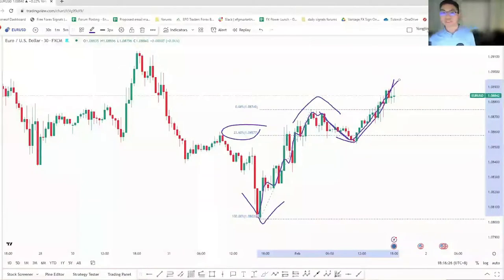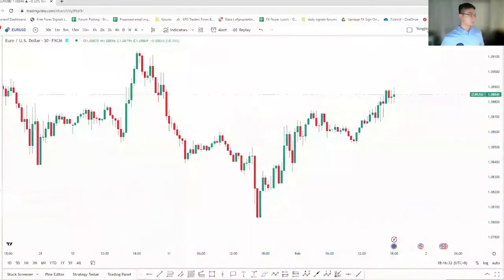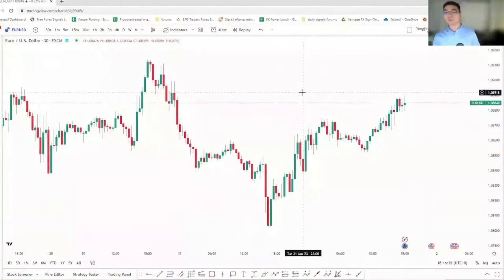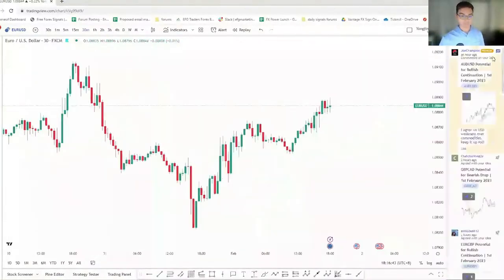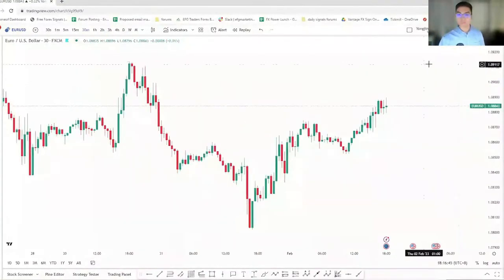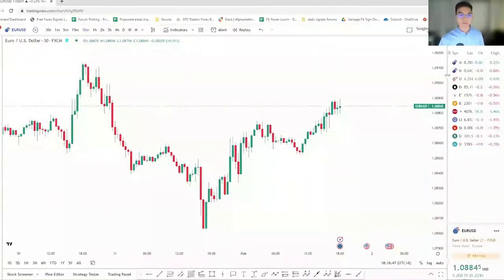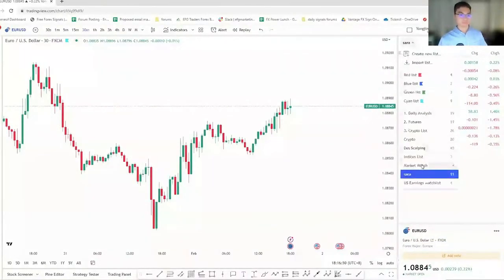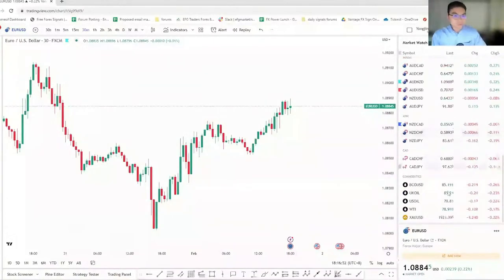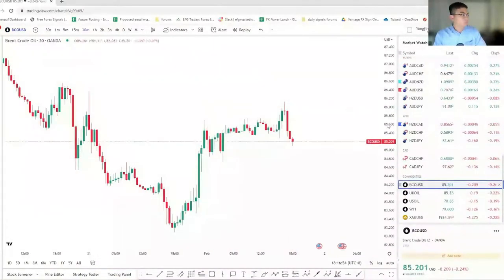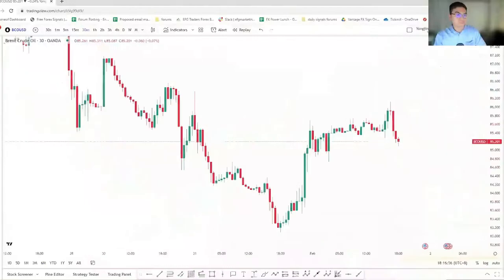Okay, Juha, you actually asked, want to see Brent oil retracement. Well, let's go towards that. So if you are watching on your computer, feel free to open TradingView. Let's practice this together. Hopefully we can improve our trading together. Okay, let me turn on crude oil. All right, Brent crude oil.